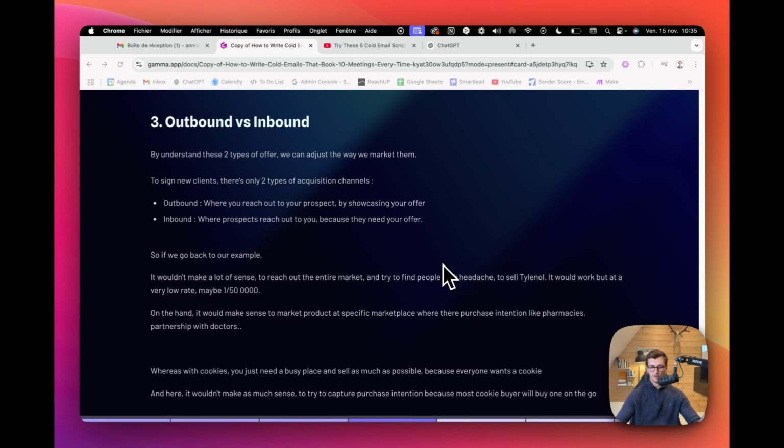And also compare outbound vs inbound. Another example is that there are only two ways of finding new clients with acquisition channels. There's outbound vs inbound to sign new clients. Outbound is when you reach out to prospects by showcasing your offer. So you're the one running after your prospect. And there's inbound when the prospect actually comes to you because they need your offer and they found it on the market.